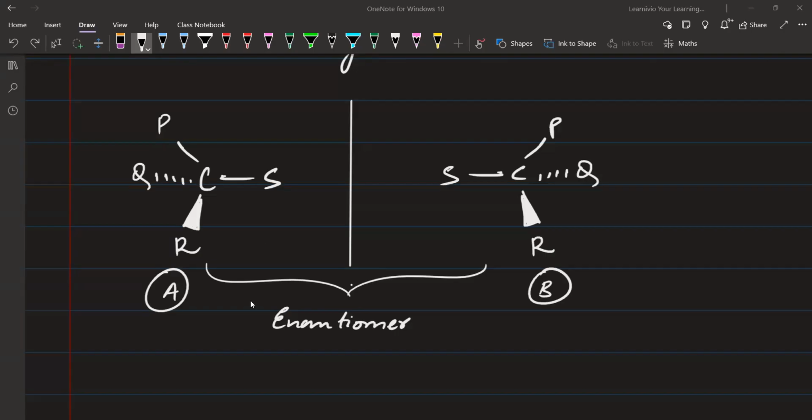तो B क्या है? Chiral molecule. A क्या है? Chiral molecule. They have their own identification. But what is the relationship between A and B? A B का क्या है? So we say that they are enantiomers of each other. They are enantiomers of each other.